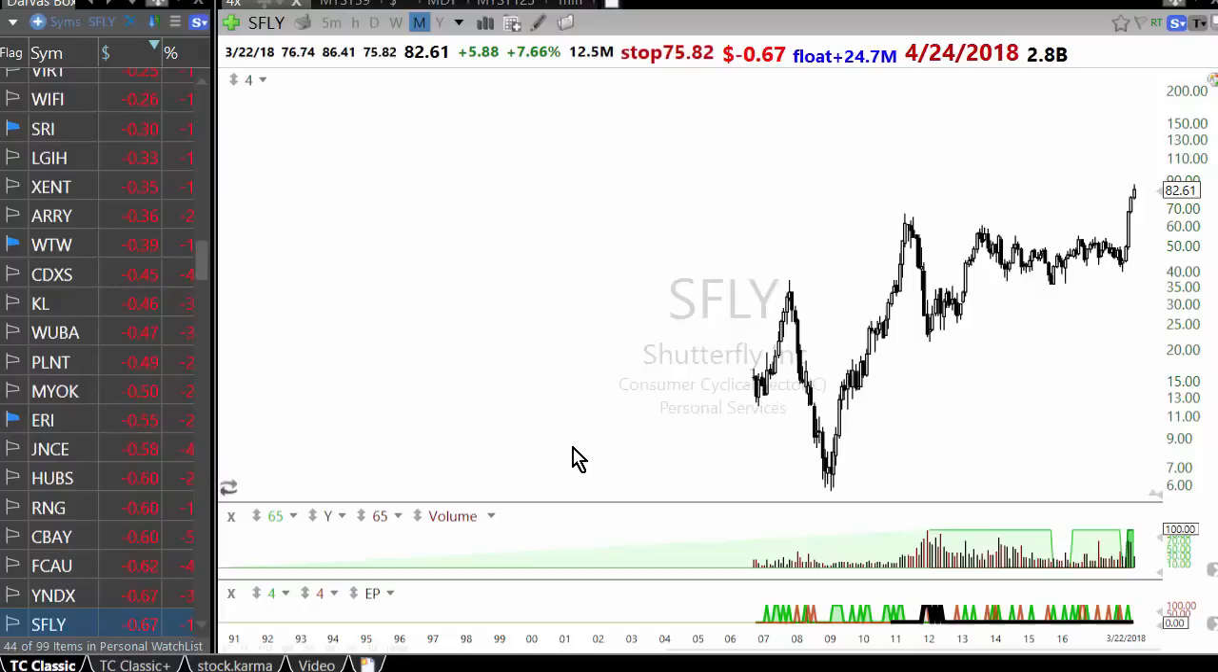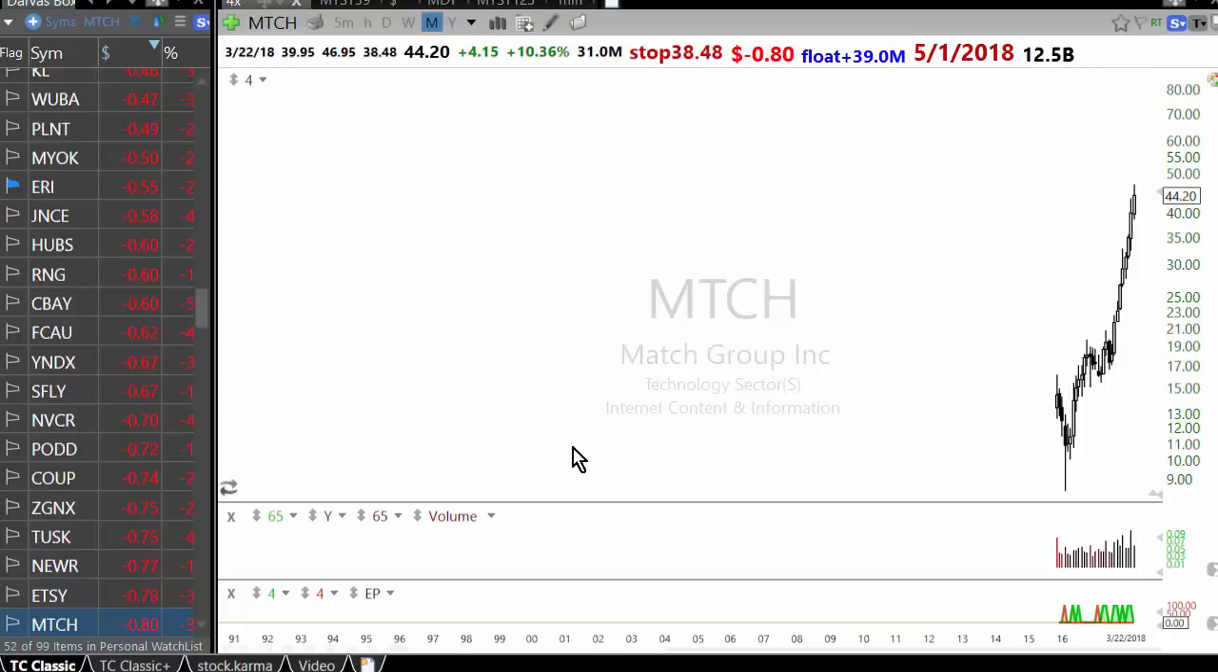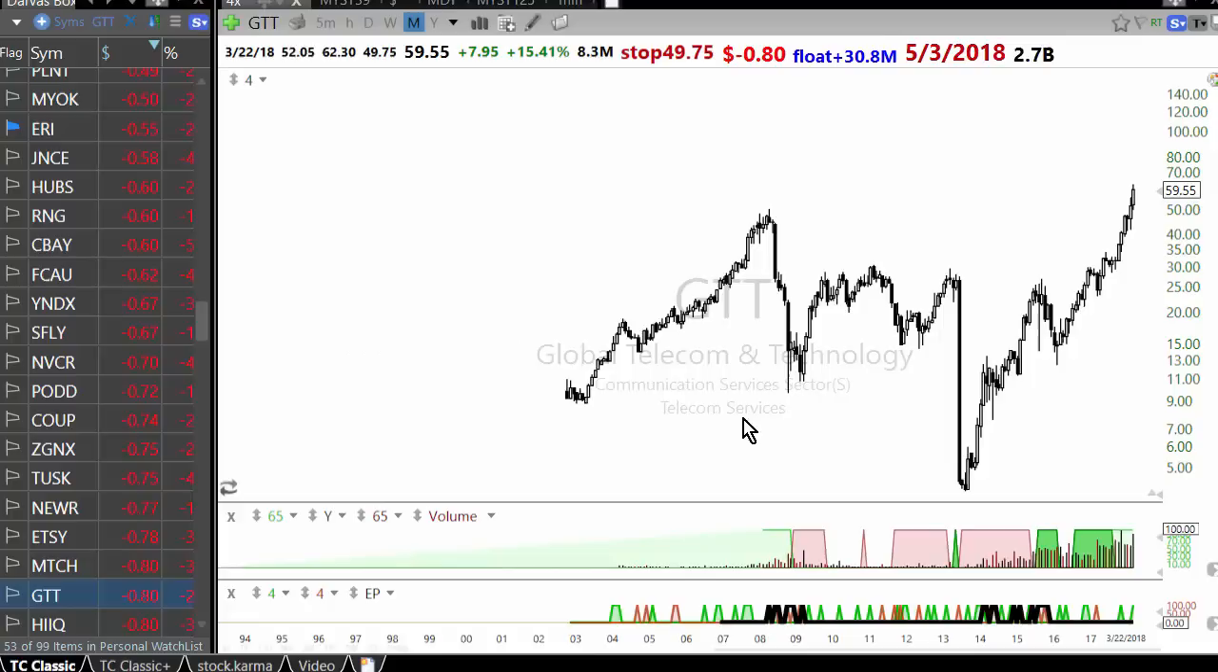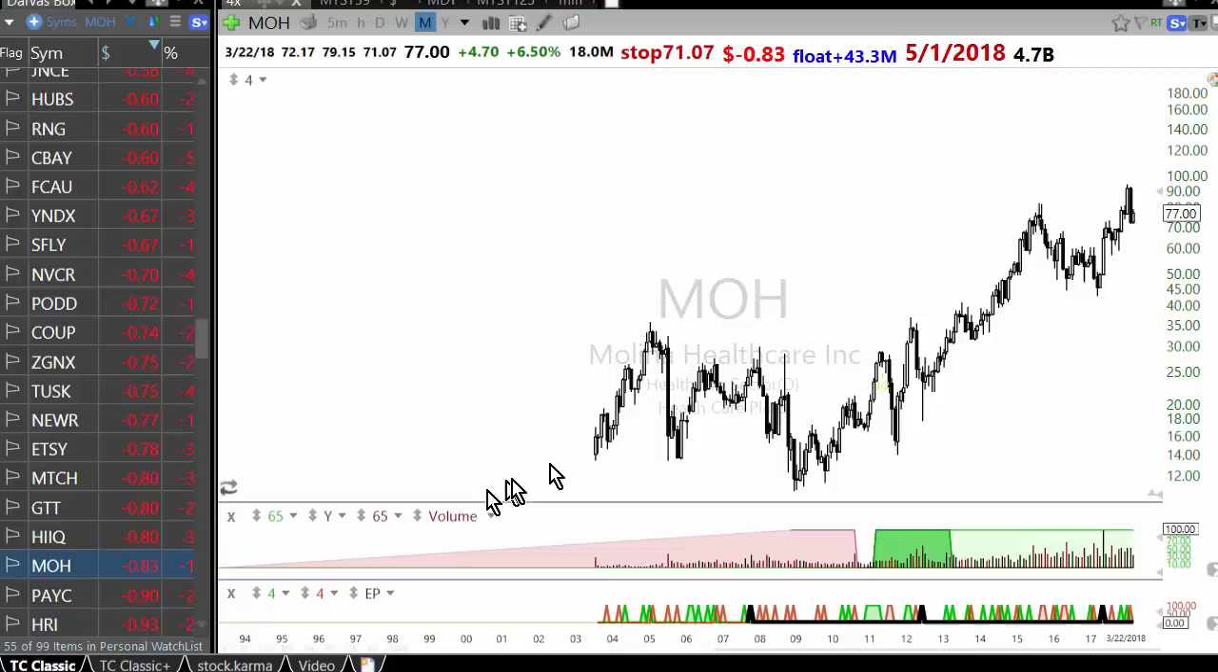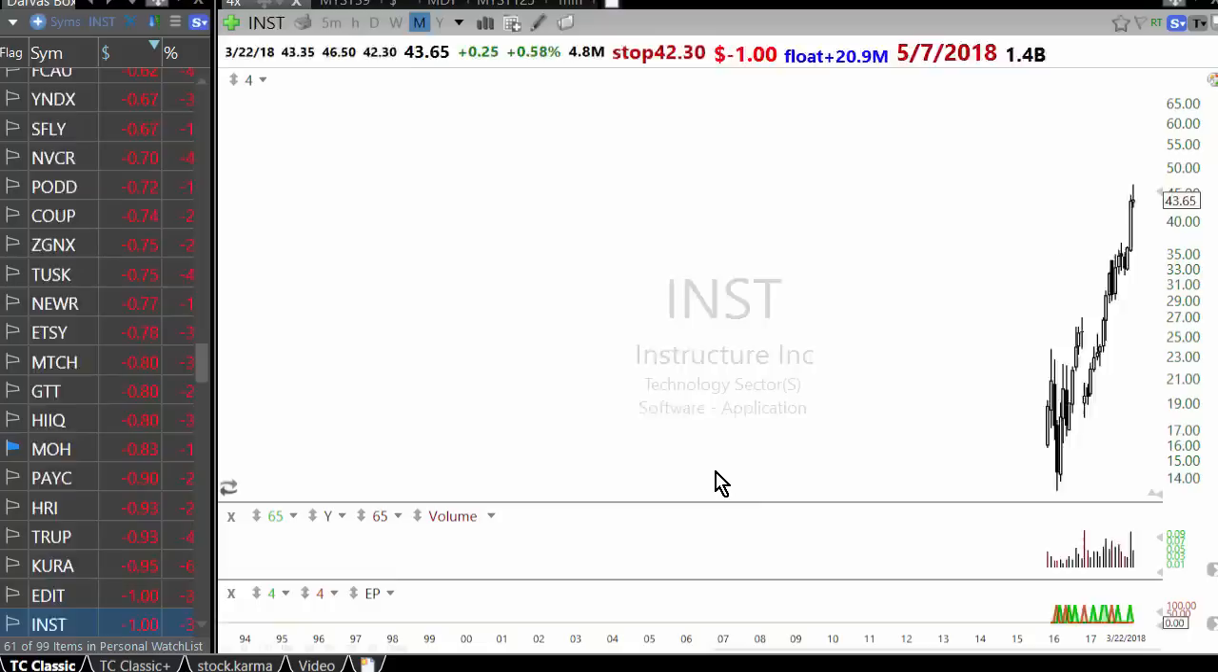Okay. So Quad, Coupas, Zignas. So there's work involved in this method. But once you clear all these, like, say, telecom services, I'm not sure whether this will be a new industry or not. Or Health IQ, Molina Health. This is not really a new industry. This is healthcare. So Trupanion, Kura, Edit, Tech 2. Again, I wouldn't say that this is a new industry.